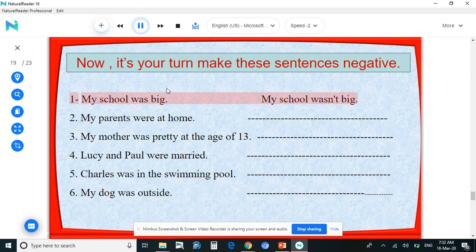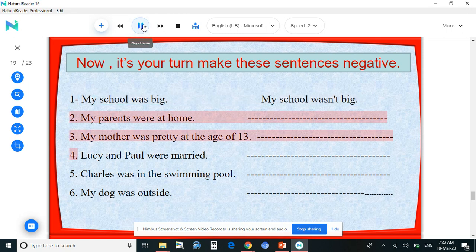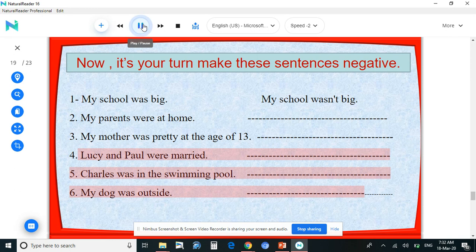1. My school was big. My school wasn't big. 2. My parents were at home. My mother was pretty at the age of 13. Lucy and Paul were married. Charles was in the swimming pool. My dog was outside.